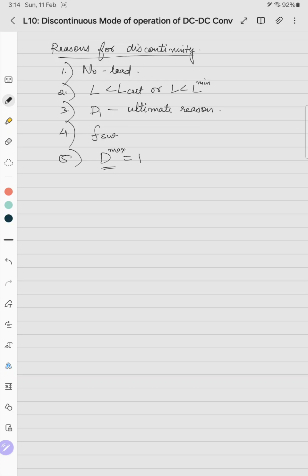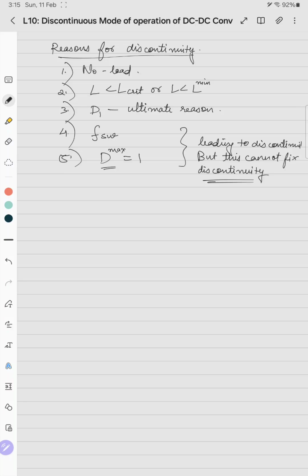So these are the reasons affecting or leading to discontinuity. But this cannot fix discontinuity. Why? Because again, inductance is a function of switching frequency. Inductance is a function of input voltage. Inductance is a function of duty ratio also. So points number 4 and 5 are the reasons where you can handle or vary the range of discontinuity.